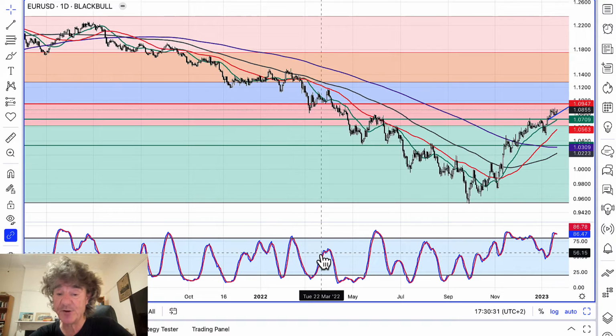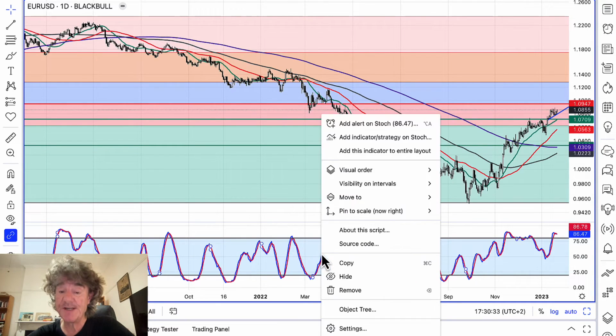When you get this indicator on your chart, you need to change the settings, and this is really important, and I'll show you the settings that I use. And I've experimented a lot with stochastic indicators over many years, and I found this to be the best way to set your stochastic up.